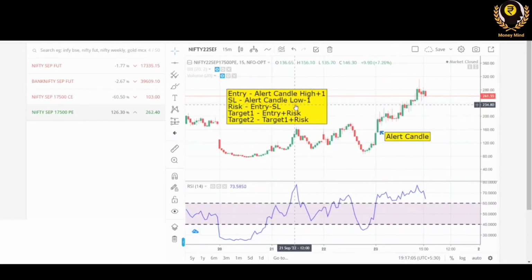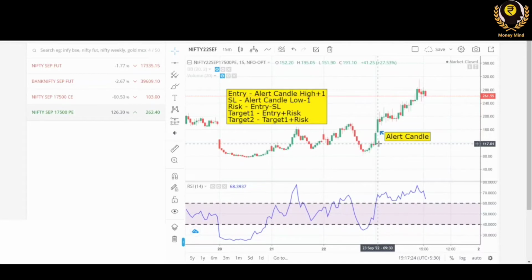Stop loss will be alert candle low minus 1. The low of this candle is 151.9. I'll take minus 1 of it. My stop loss will be around 150 to 151. I'll keep it 151.